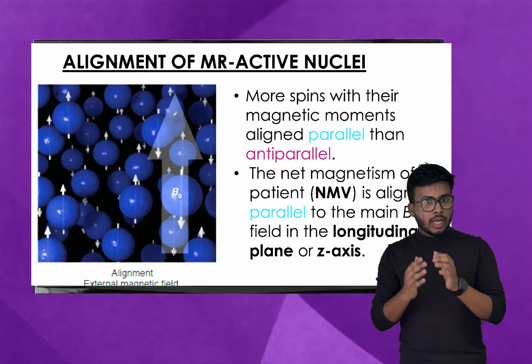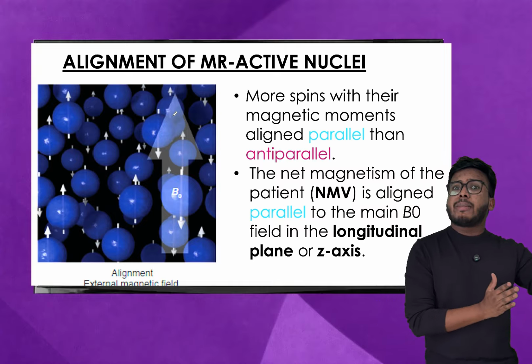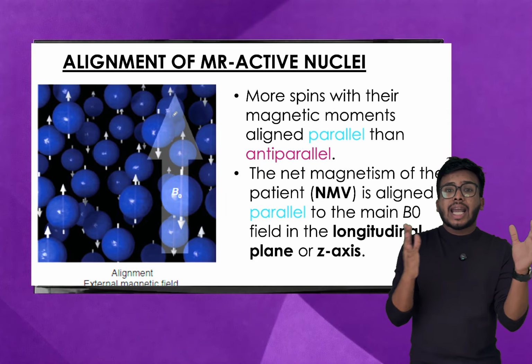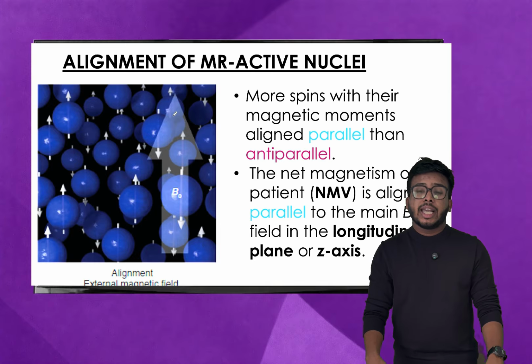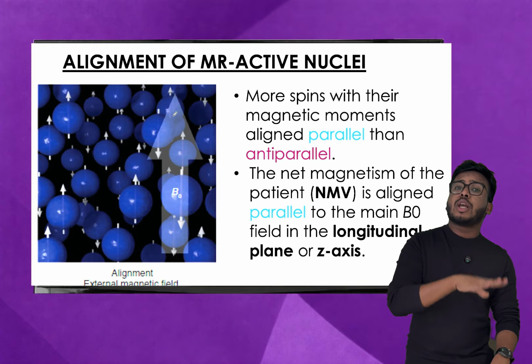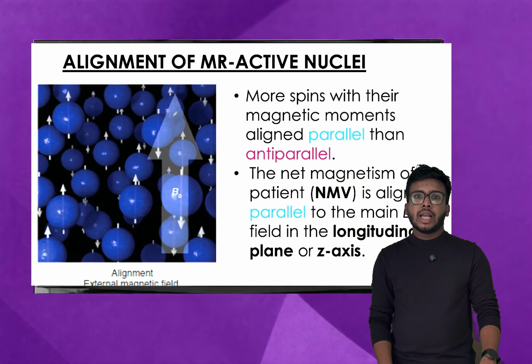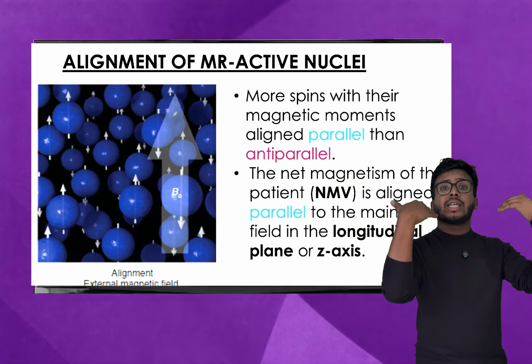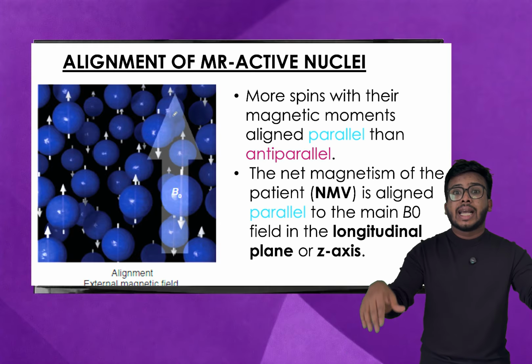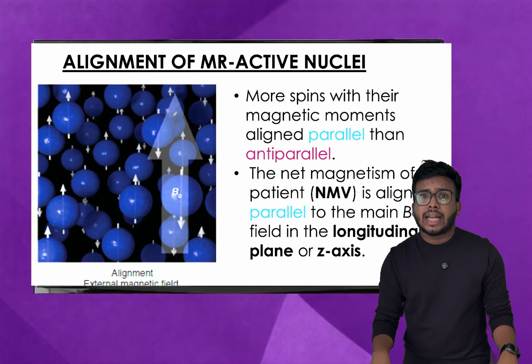So the protons inside the human body have a random alignment in the absence of an external magnetic field. When we keep them inside the MRI machine, they align parallel and anti-parallel. Even before being placed under the influence of the external magnetic field, they had a spin, a random movement. Under the influence of the external magnetic field, they will align parallel and anti-parallel.